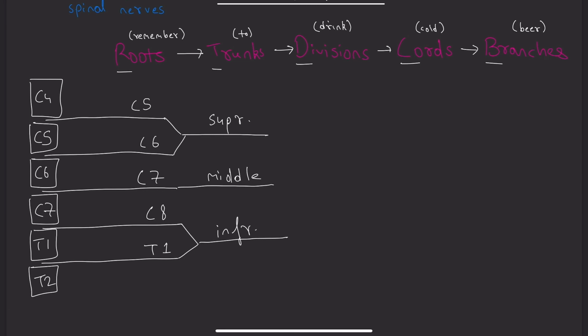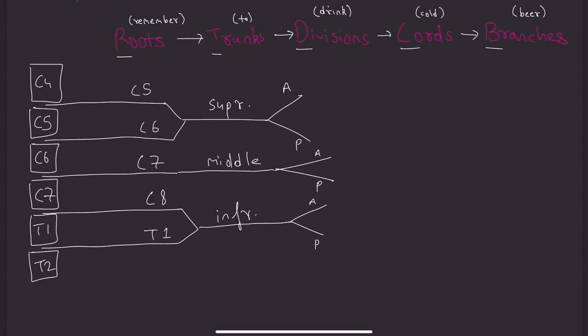Each of these trunks will now divide into two divisions and those will be anterior and posterior divisions. So anterior, posterior. Same for the middle, anterior, posterior. Anterior and posterior. So now we have 6 divisions for the brachial plexus, 3 anterior and 3 posterior.